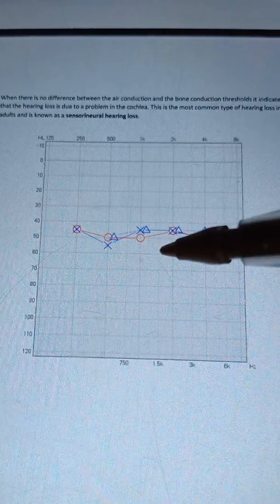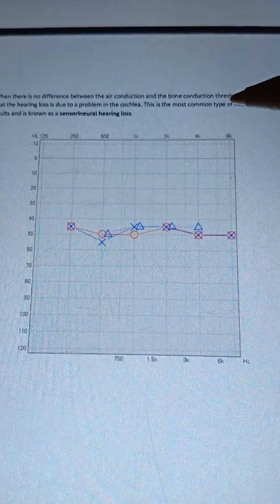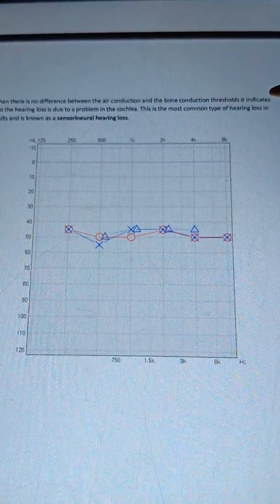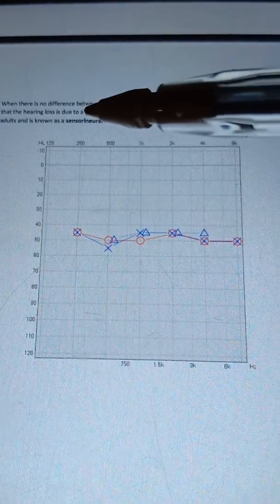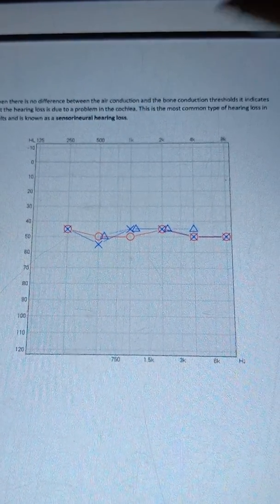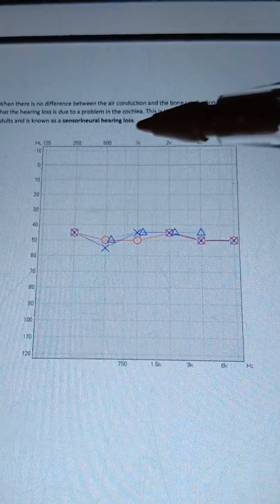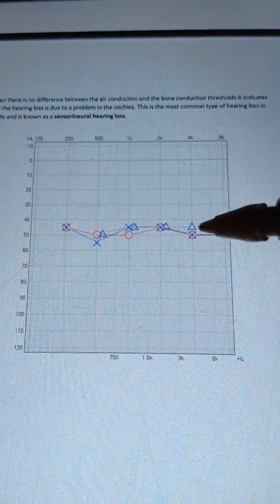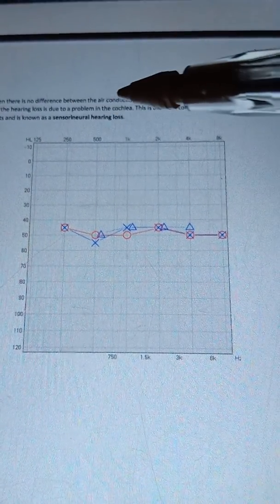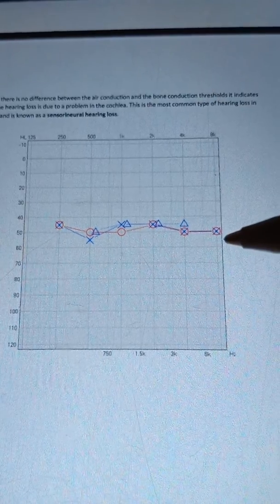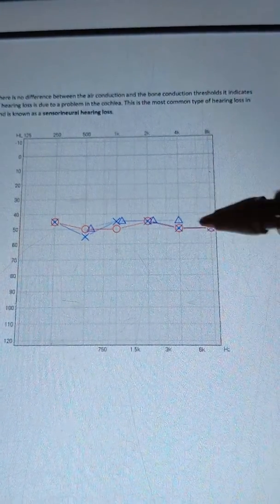When there is no difference between the air and bone conduction thresholds, it indicates that the hearing loss is due to a problem in the cochlea. And this is called sensorineural hearing loss. No difference between the air and bone conduction thresholds. Sensorineural hearing loss.